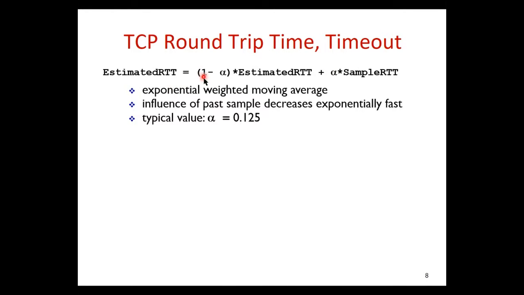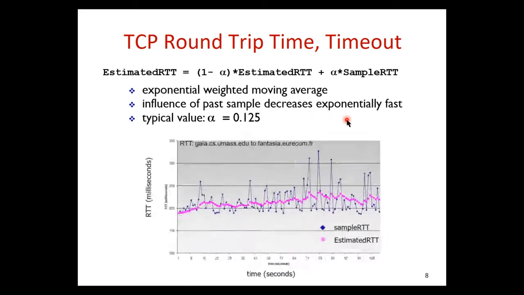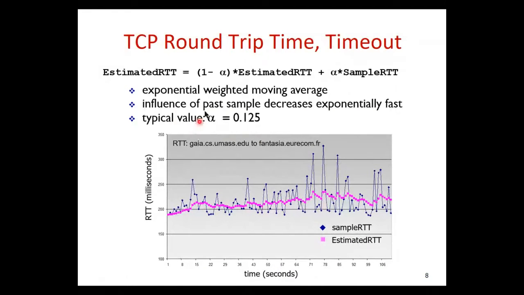If you analyze what we do here, this is a recursive formula, and it is an exponential weighted moving average, meaning that the weight of the older sample RTT will decrease exponentially. A typical value for alpha, which is a parameter in the formula, is alpha equals 0.125.